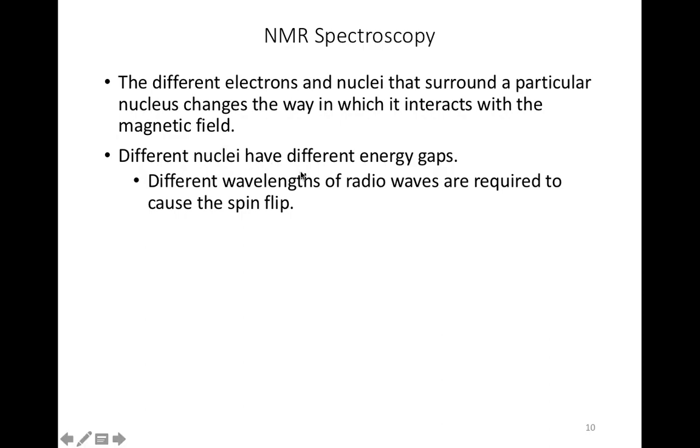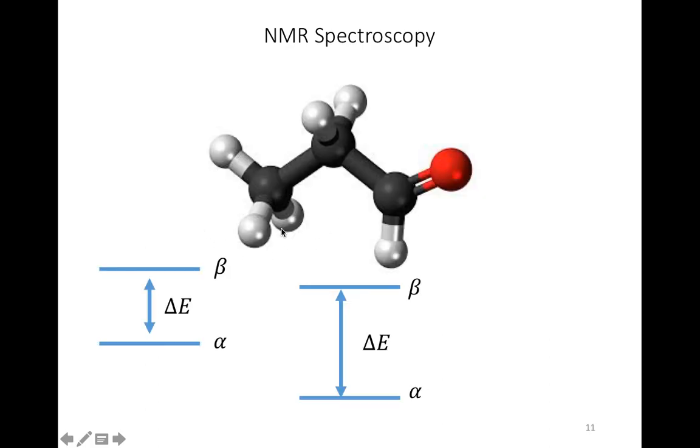And it turns out that different nuclei have different numbers of electrons and other nuclei around them. That actually changes their magnetic field, and it changes how they interact with the magnetic field that we apply to them. As a result, different nuclei have different energy gaps between their alpha and beta spins when we put them in magnetic fields. That means that different nuclei will absorb different wavelengths. So different wavelengths are required to cause these spin flips.